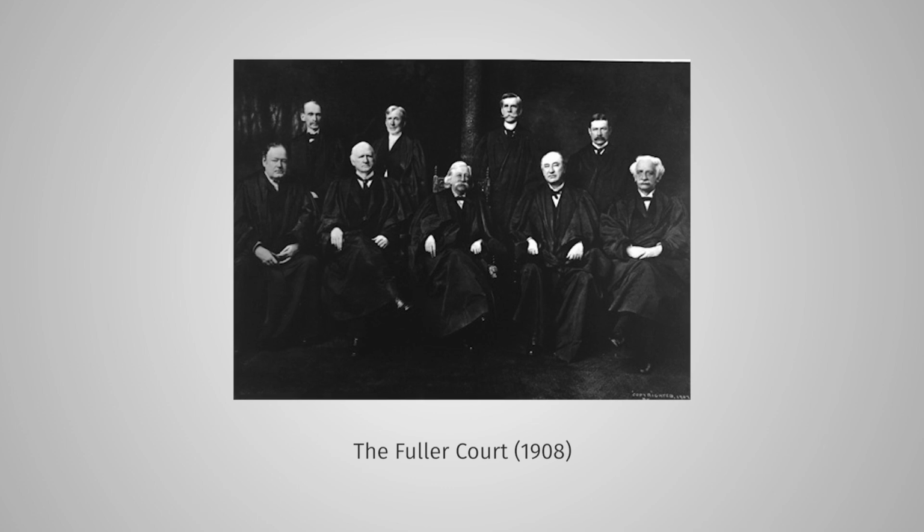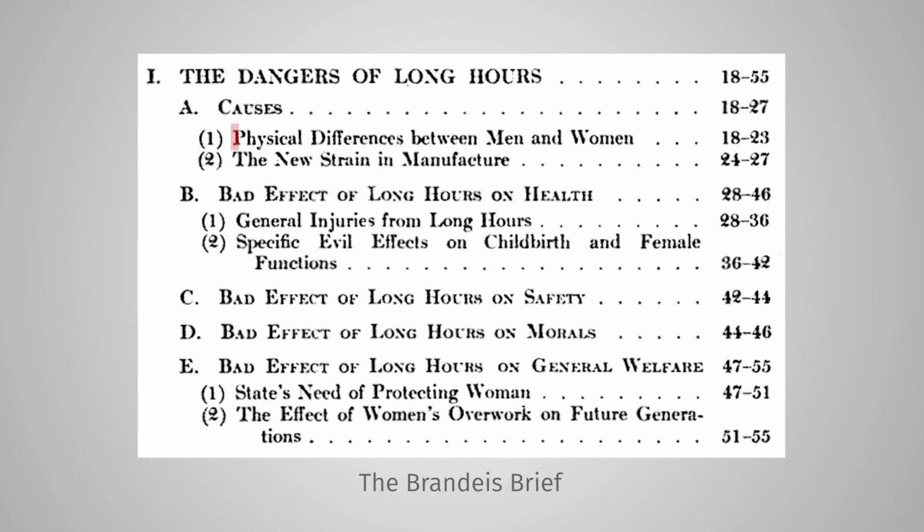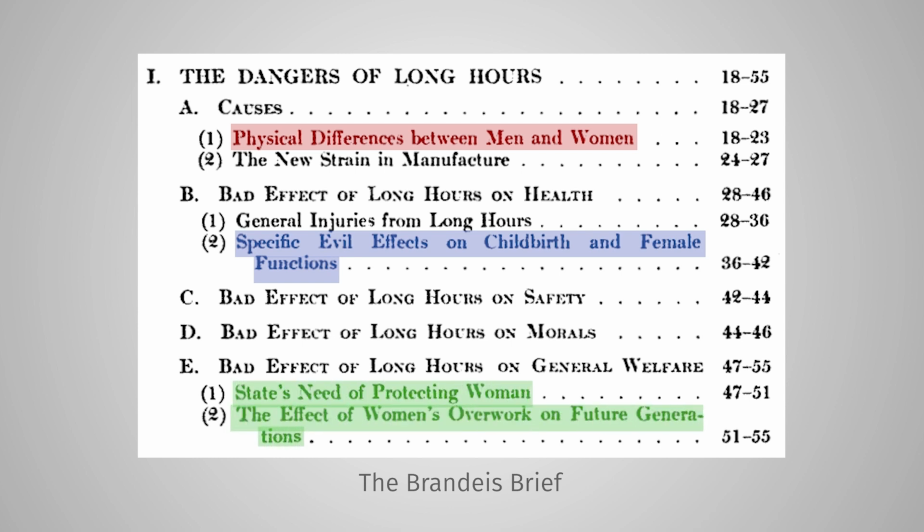Justice Brewer based his conclusion about the distinction between men and women in the workplace in large part on a brief submitted by Louis Brandeis. At the time, Brandeis was one of the most famous progressive litigators. The brief did not make legal arguments, but instead presented excerpts from social science writings and other data in support of the Oregon statute. For example, Brandeis argued that because of the physical differences between men and women, there was a bad effect of long hours on health. Indeed, there were specific evil effects on childbirth and female functions from working too long. Therefore, the state could justify the maximum hour law to protect women and future generations.